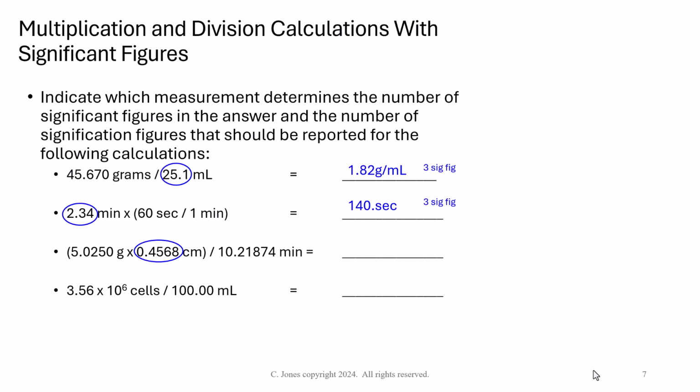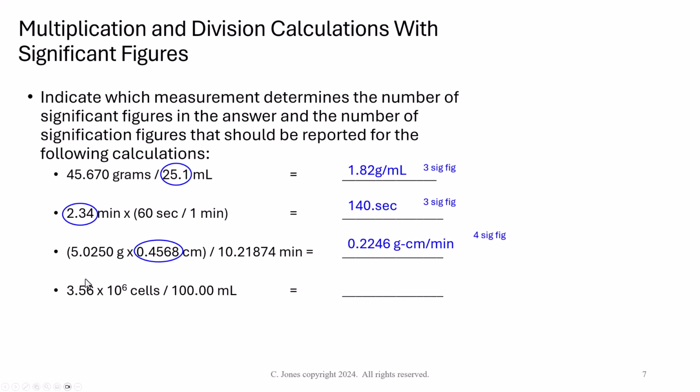So our 0.4568 centimeters is going to determine how many significant figures are in the answer, because that's the least number of significant figures of all of these. So 4 significant figures will be in the answer, and our answer is 0.2246 gram centimeters per minute. None of these units cancel out, so you have to leave them in their proper location, numerator or denominator, in your final answer. And then last, we have 3.56 times 10 to the 6th cells divided by 100.00 mils.